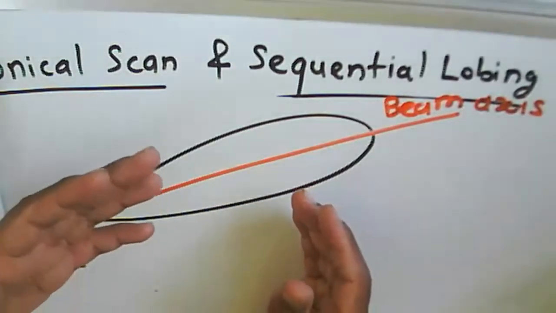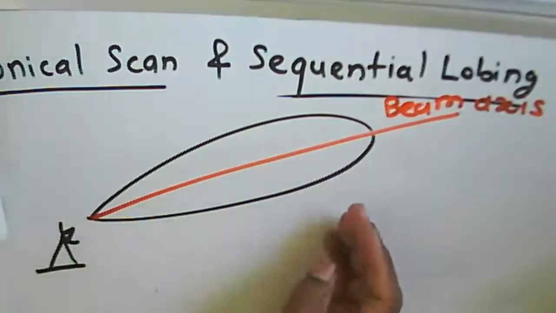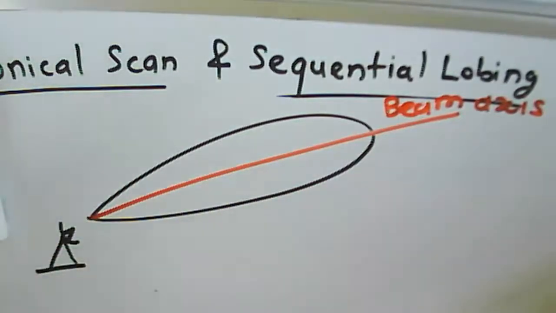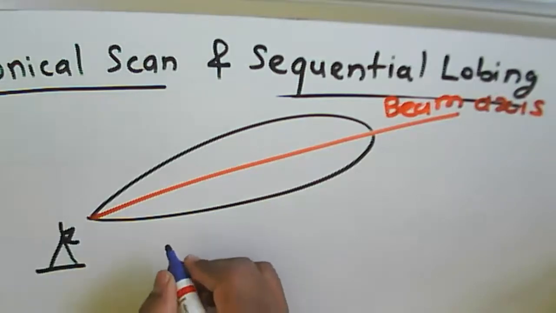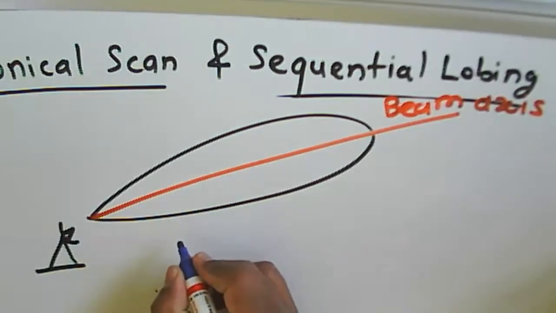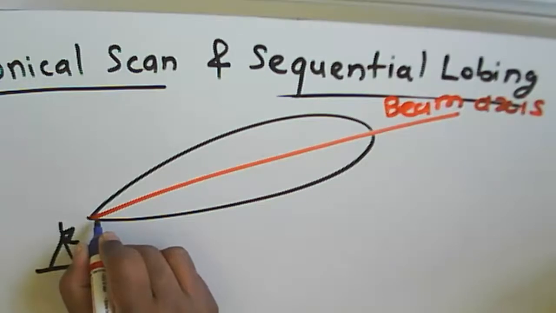We need to find out the rotation axis and the position of the target here, and then that position of the target and the beam axis will provide you the angle. So now we can consider a position. If I consider a rotation axis, and suppose there will be the target, this one is the position of the target.